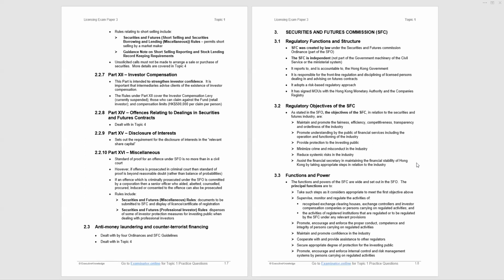It's independent of government, but it does report to government. Now, what are the objectives of the SFC? They're listed there, and I would say there's an outside chance you could have a question. So I'll run through them very quickly.